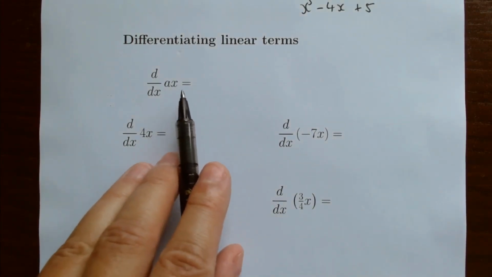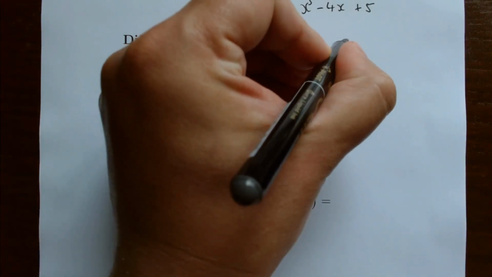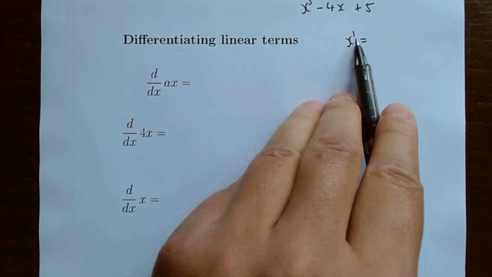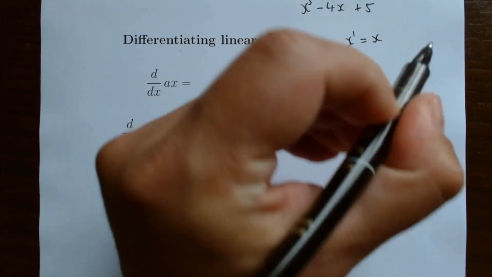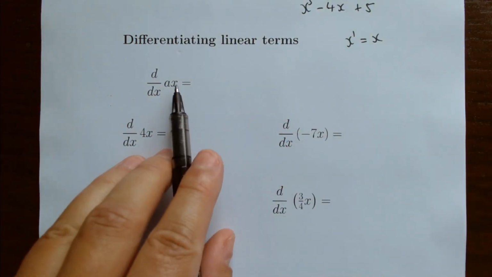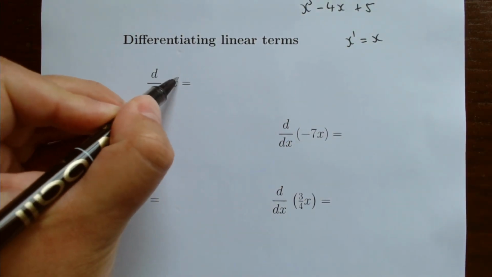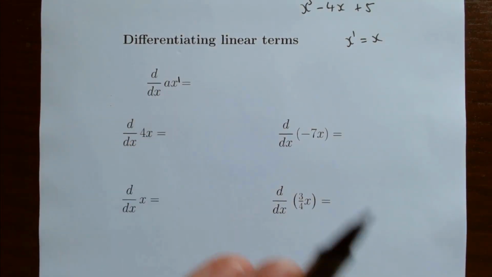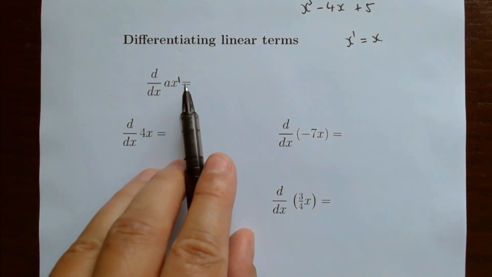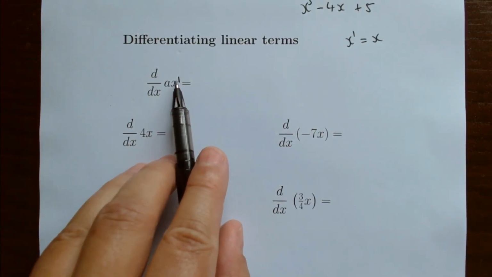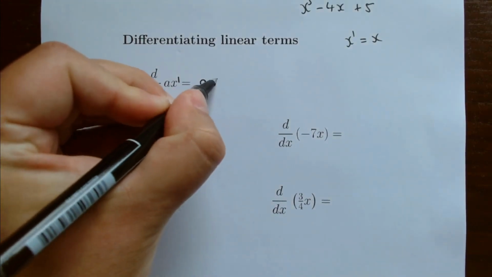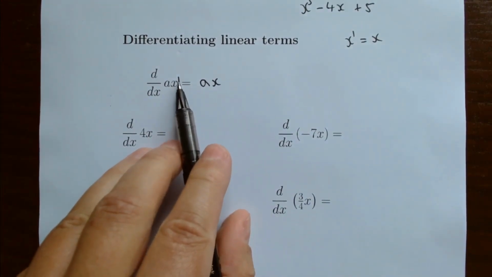What we're going to do, we know that anything to the power of 1 is itself, so x to the power of 1 is x. Anything to the power of 1 stays the same, so we can actually put a little 1 on this x, and it doesn't change anything. But now we can use the previous rule that we had. So the 1 comes down and multiplies the a to give you a. Then you have x, and then you minus 1 off the power gives you a 0.